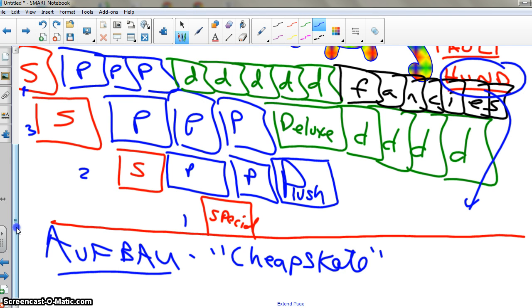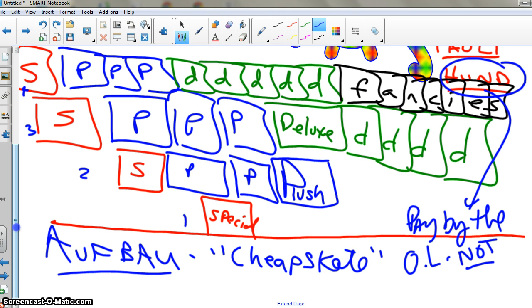Everyone's living there. So you're going to pay by the Oompa Loompa, not by the room. You're not going to pay by the room. So if it costs me $50 to rent a special, and if I bring someone else in to live with me, it still costs $50. We don't split the rent. It's $50 to get in, no matter what.